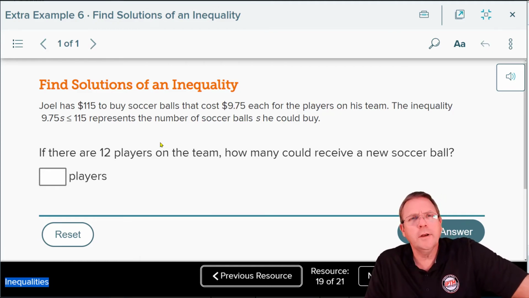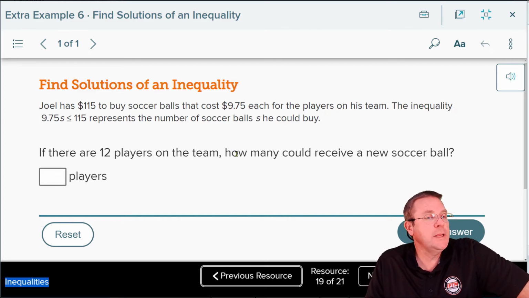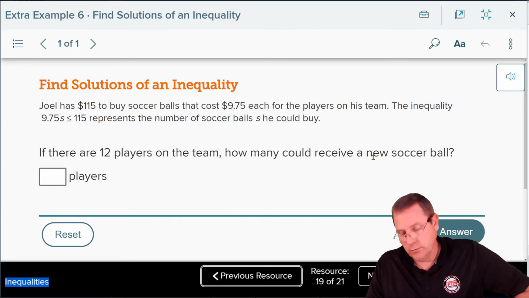Joel has $115 to buy soccer balls that cost $9.75 each for the players on his team. The inequality 9.75 times S, I guess the S stands for soccer balls, is less than or equal to 115 and represents the number of soccer balls that he could buy. If there are 12 players on his team, how many could receive a new soccer ball?